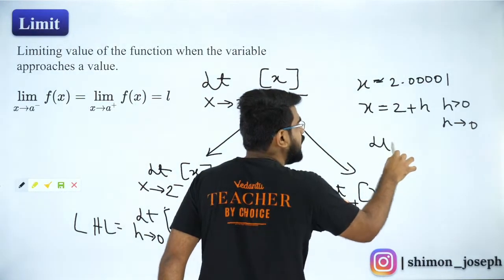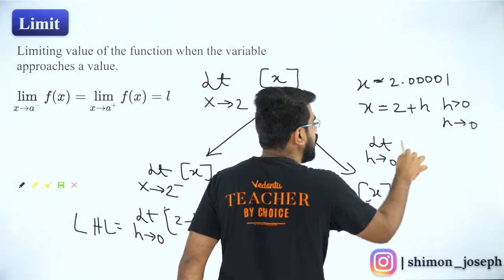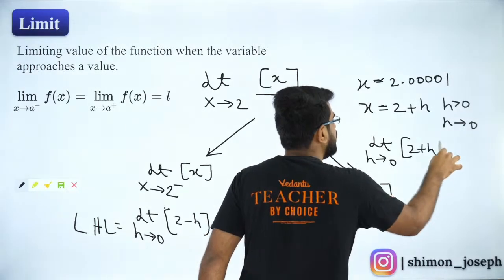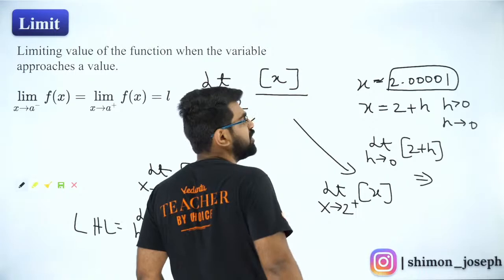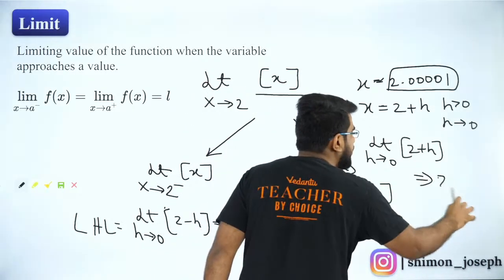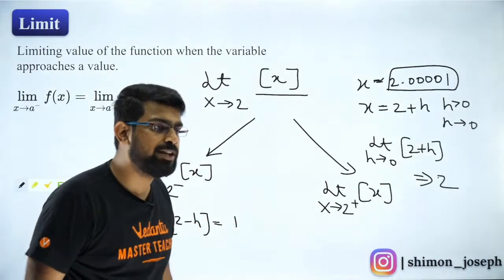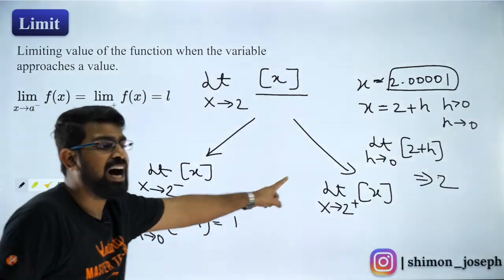So I can rewrite the limit as limit h tending to 0, GIF of 2 plus h. So what is 2 plus h going to be? It is something like 2.0000001. So GIF of that will be 2. Very good. So LHL is 1, RHL is 2.